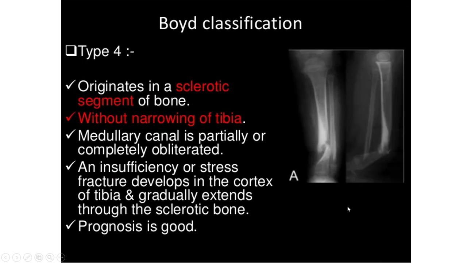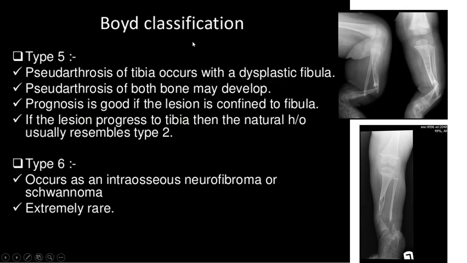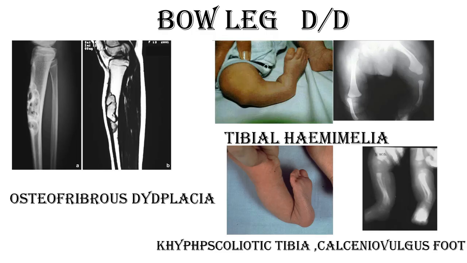But you just need not mark up these names. If you can remember, that is better. But what you have to remember are the other possibilities, like bow leg may be present in case of osteofibrous dysplasia. This is also present with the bow leg.